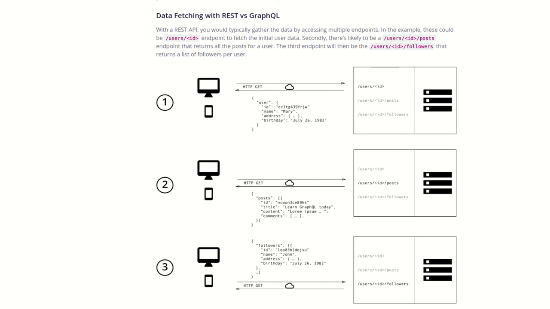With a REST API, you would typically gather the data by accessing multiple endpoints: a certain endpoint to get users or user IDs, a different endpoint to access the posts that a particular user has by supplying the ID of the user, and usually a different endpoint as well to get the followers that this user has. This example in front of us shows how a typical REST API functions, wherein there is a specific endpoint for every scenario.